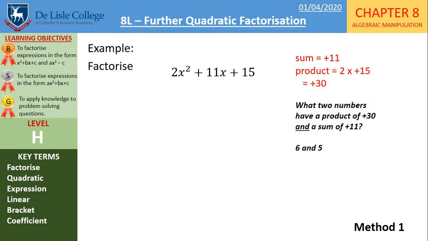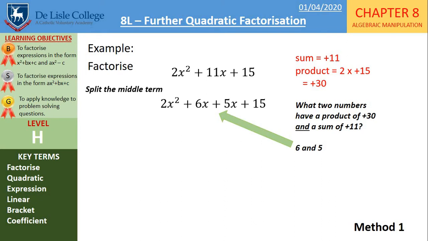We're going to do what we call splitting the middle term. So that 11x is going to become 6x plus 5x from those two values that we just worked out. We're now going to factorise each half. So if you put a dotted line down the middle, note that it's to the left of the plus sign and not over the top. It's important that we keep the plus sign separate.